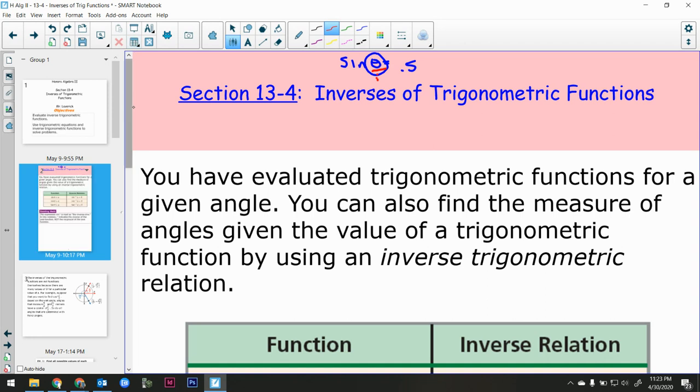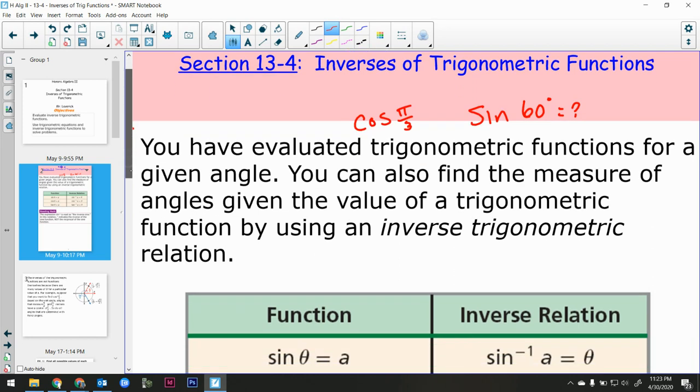All right, so we've evaluated trigonometric functions for a given angle. I've given you the angle before, and then I've asked you to find the sine value for it. I've asked you to find the cosine value for it. I said, what's the cosine of pi over 3? And you could figure that out. We just did that. I could say, what's the sine value of 60 degrees? And you'd figure out what that is. But now we're looking at what is the angle when you're given what the sine value is.